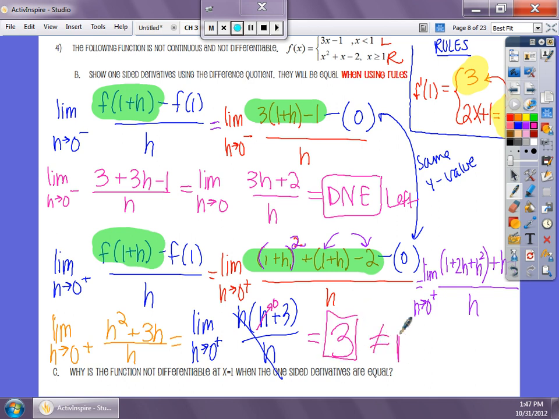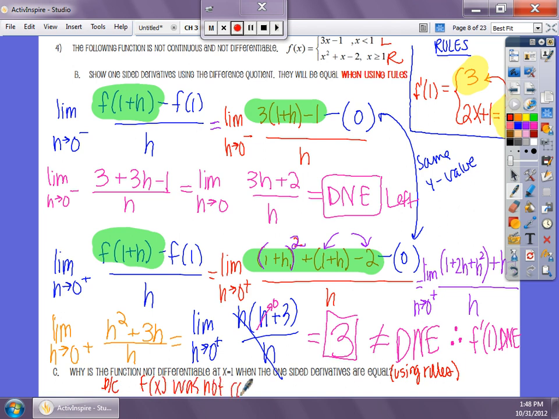3 does not equal the left-sided limit, which does not exist. Therefore, f prime of 1 does not exist. Those are not the same value. The limit of the derivative from the left and the derivative from the right are not the same value. So why, in part C, is the function not differentiable at x equal to 1 when the one-sided derivatives are equal, and this is using rules? Because f of x was not continuous at x equal to 1, which then means that it can't be differentiable at x equal to 1.